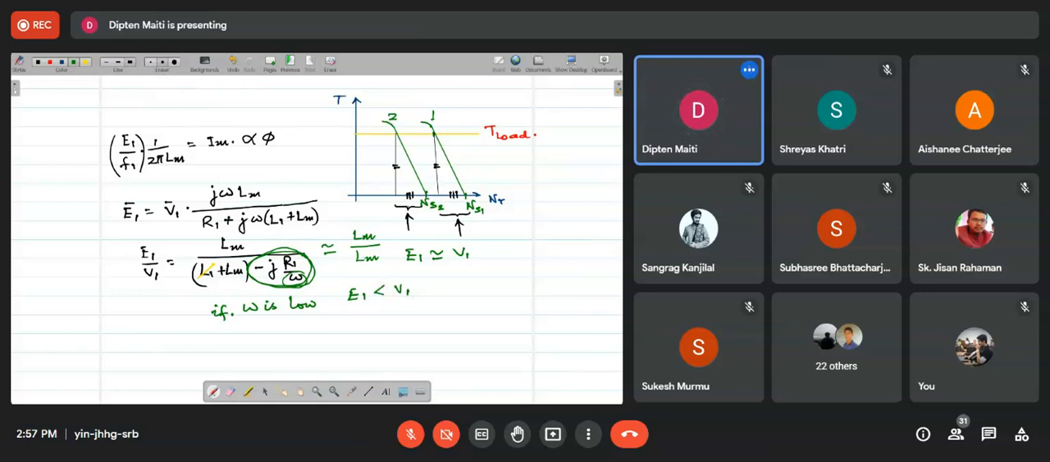So at low frequency, we have to maintain the induced EMF E1 almost equal to V1, or maintain E1 by F1 constant. We need to raise the voltage a little bit. That is called the low frequency voltage boost. So at low frequency, we need to provide some sort of voltage boost.